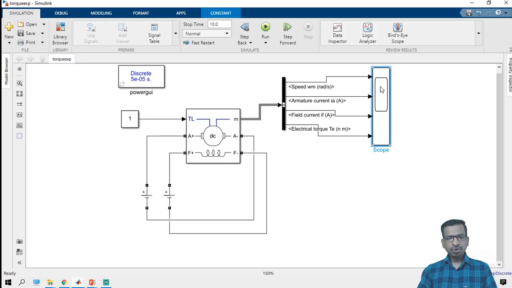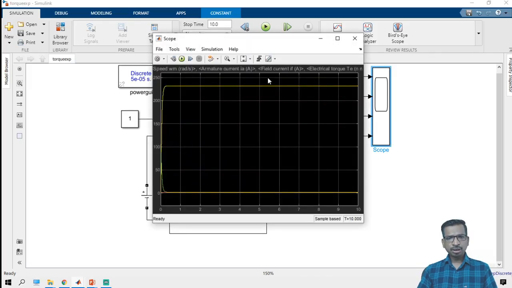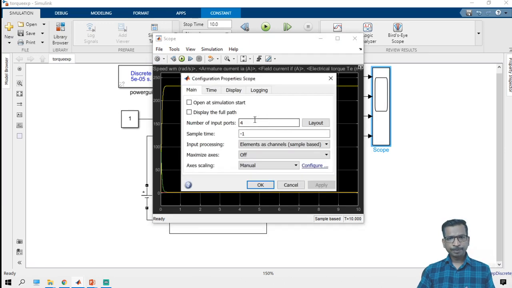See here, the 1 Newton meter is almost a negligible load. It gave some value. Just to change the parameter so that we can see the output in a clear manner.